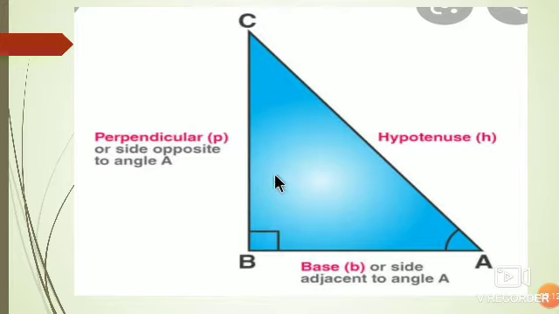See, this is the right angle triangle. This side is called the base side, where the right angle is formed. This is the base side. This is the hypotenuse, and this side is the perpendicular to the base. When the right angle is formed, that time this side is called the perpendicular segment or perpendicular side.